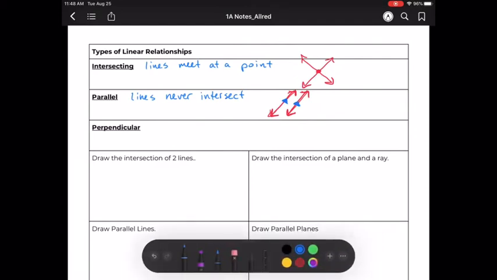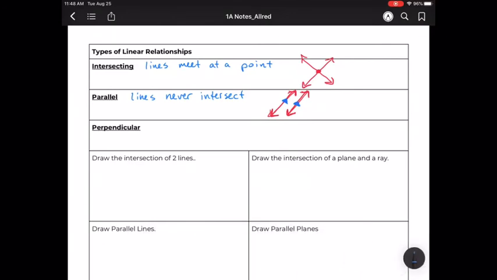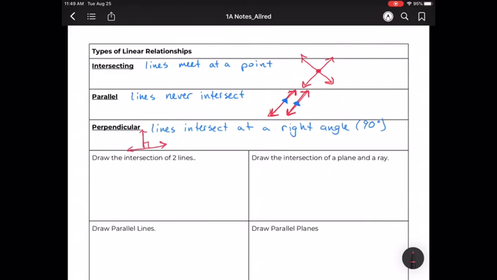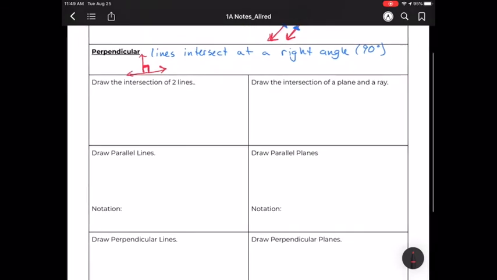And then we also have lines that we consider to be perpendicular, which would be this. Perpendicular lines intersect at a right angle, or a 90-degree angle, and we show that with this. In this case, I've got a line along the bottom, then a ray coming up from it. But this box right here that we put in that angle shows that it's a right angle, a 90-degree angle. Okay, so we're going to practice drawing some of these.